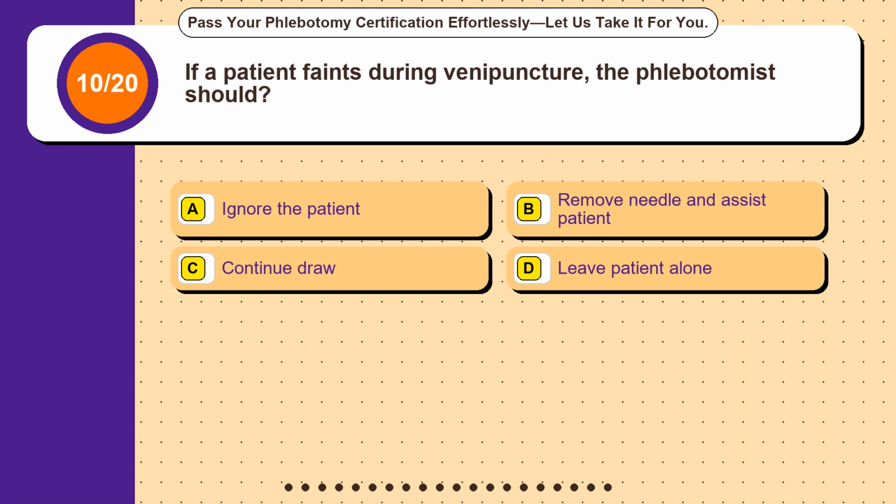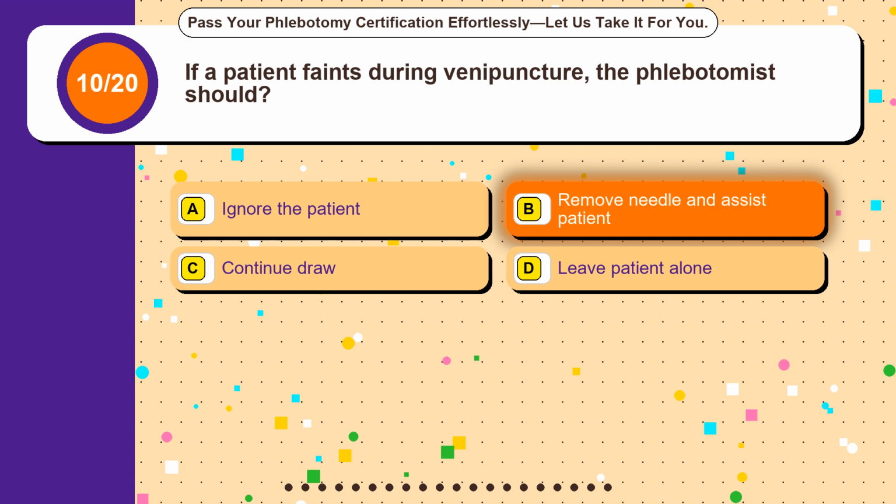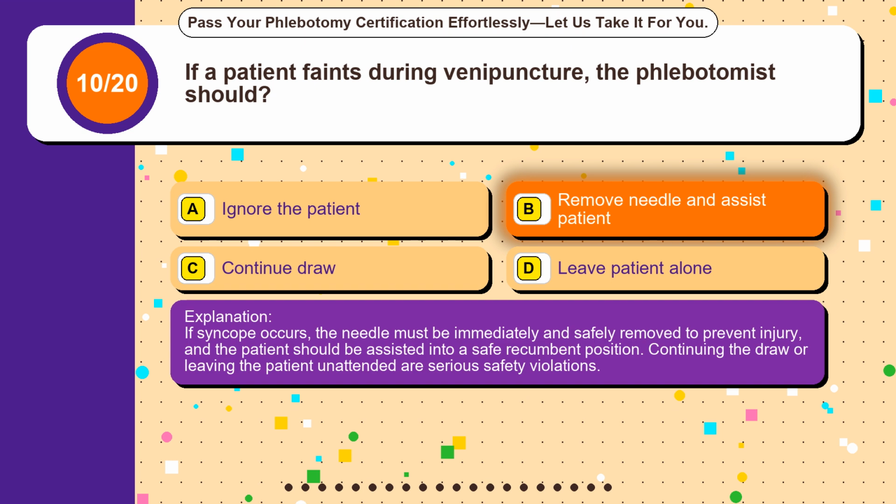Question 10. If a patient faints during venipuncture, the phlebotomist should: Option A, ignore the patient. Option B, remove needle and assist patient. Option C, continue draw. Option D, leave patient alone. The correct answer is Option B, remove needle and assist patient. If syncope occurs, the needle must be immediately and safely removed to prevent injury, and the patient should be assisted into a safe recumbent position. Continuing the draw or leaving the patient unattended are serious safety violations.